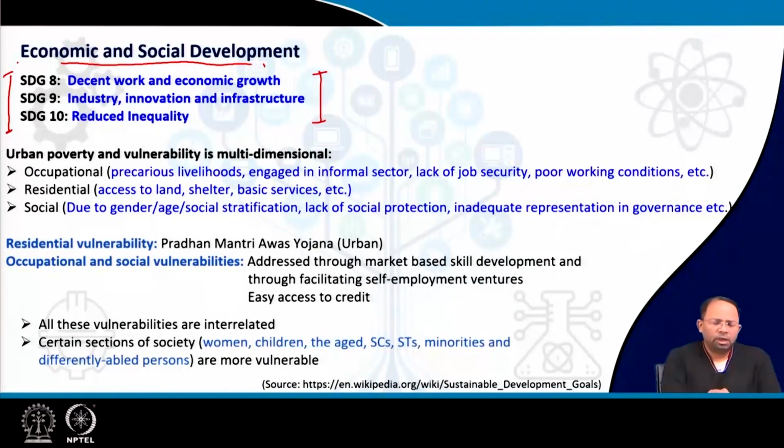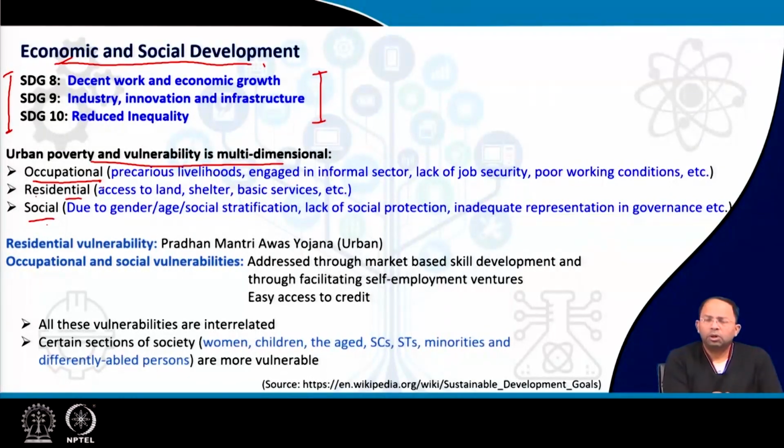So when we talk about urban areas, when we talk about urban poverty and vulnerability, it's a multidimensional construct. It covers both the occupational aspects, which could be linked with economic, then the residential aspects, which could be linked with the housing conditions. It could also be linked with different social aspects as well.